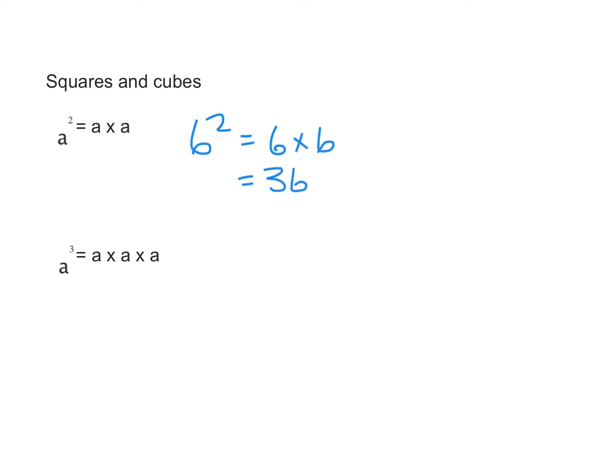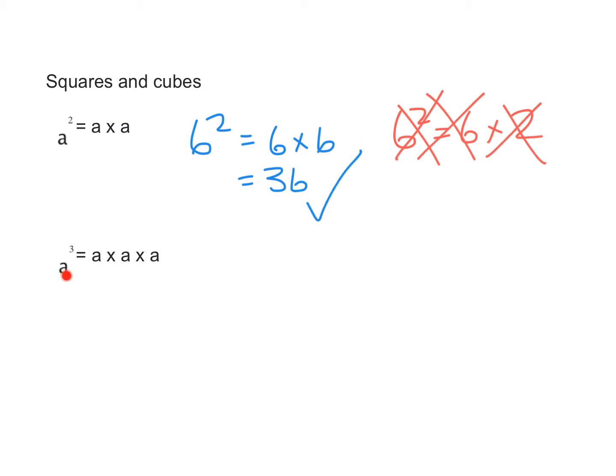Now, sometimes students make the mistake of saying 6 squared equals 6 times 2. They see this 2 up here, and they reckon that that is what it must be. That is absolutely wrong, guys. Do not do that. This over here is the correct way to do it.